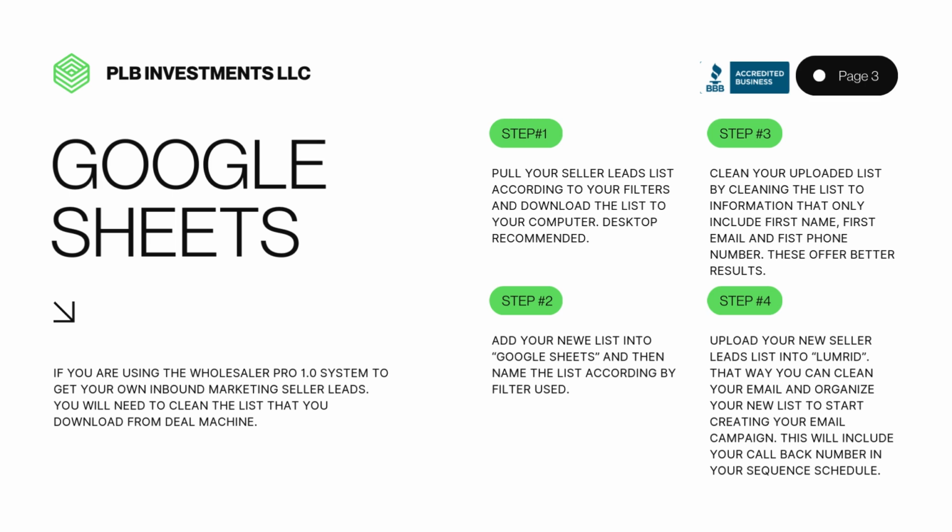Step number three, clean your uploaded list down to only the information you need: first name, first email, first phone number. This offers better results. Step number four, upload your new seller list into Lumrid. This will allow you to clean your email and organize your new list to start creating your email campaigns. This will include your callback number and your sequence schedule.